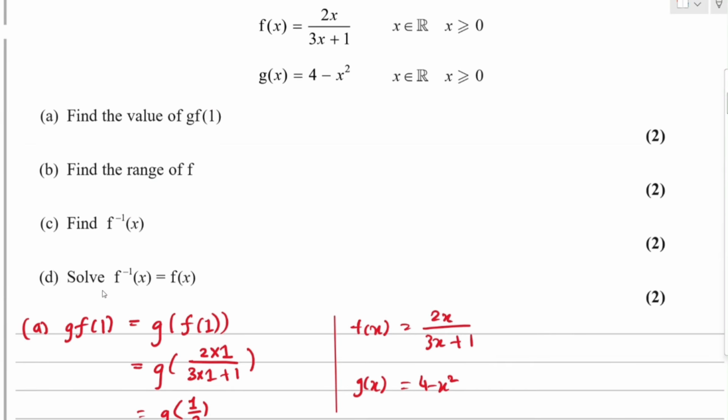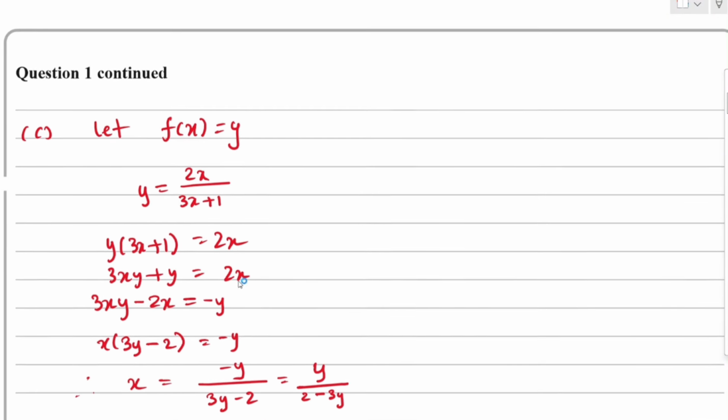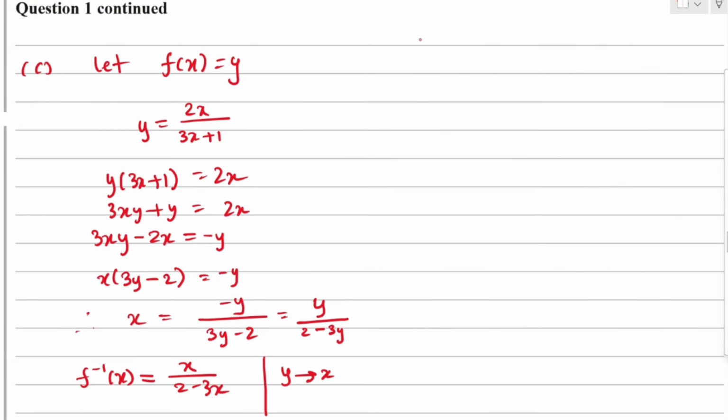For part D, we can see that we have to solve f inverse of x equals fx. We have to find the values of x for which the inverse function of fx is equal to the function fx. So we can write the inverse function of fx is equal to fx itself. Now we can write out the individual equations. For fx, the equation is 2x divided by 3x plus 1, and for f inverse x, the equation is x divided by 2 minus 3x.